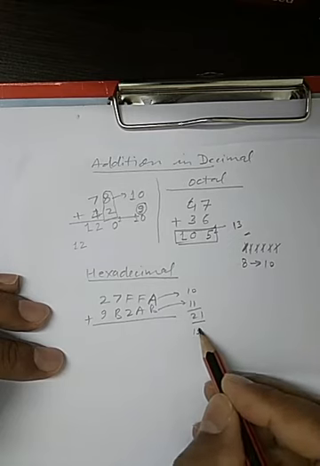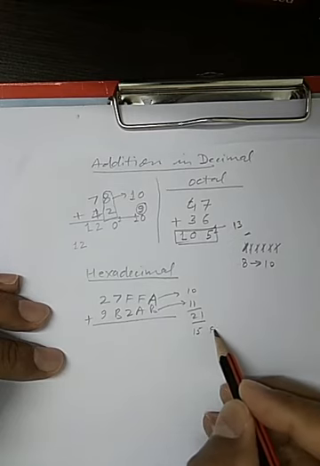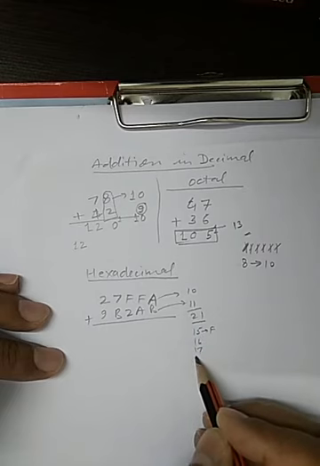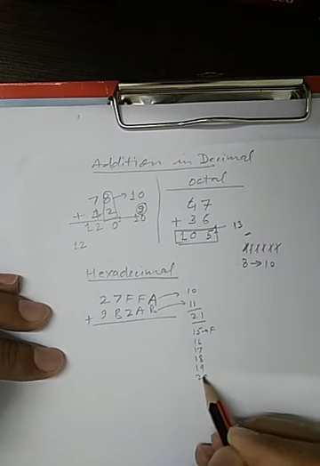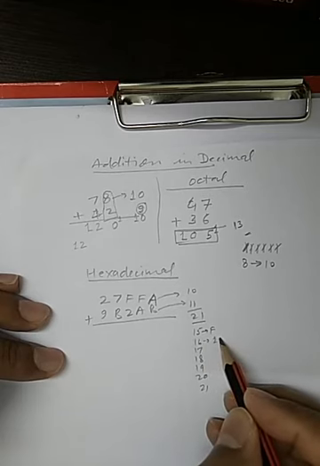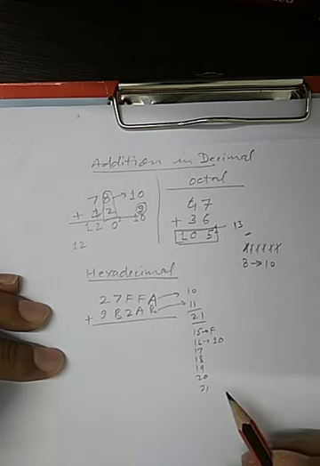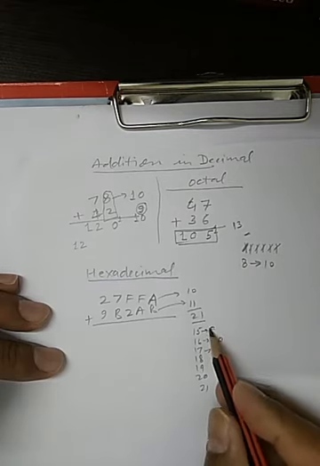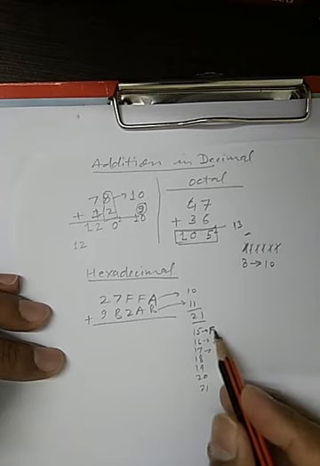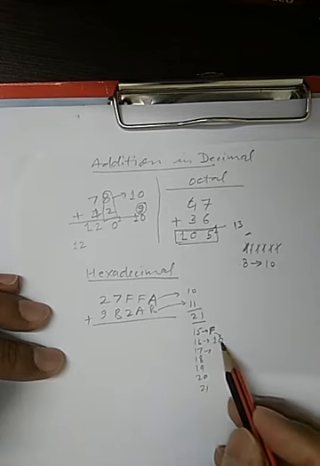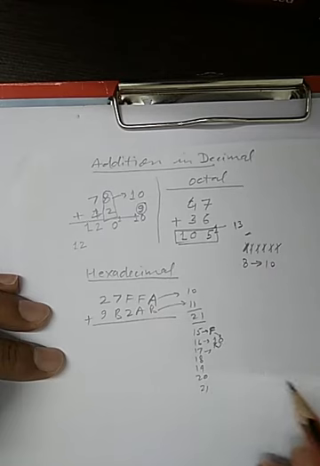Up to 15, I have the representation F. After 15 come 16, 17, 18, 19, 20, 21. So after F, it will become 1, 0. What is the maximum symbol in hexadecimal? It is F. So after F, I will make this 0 and a carry will be generated out of it.